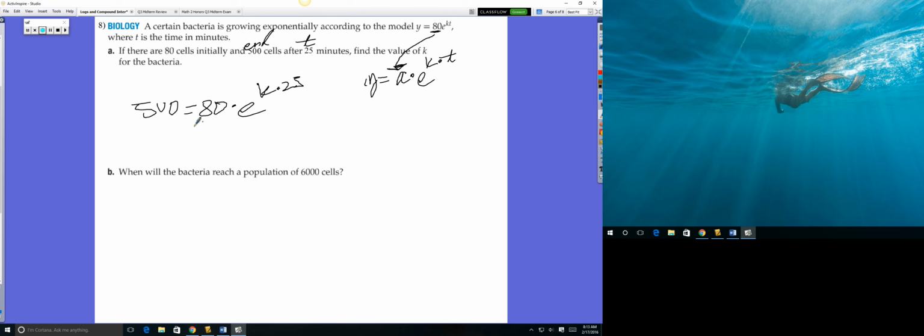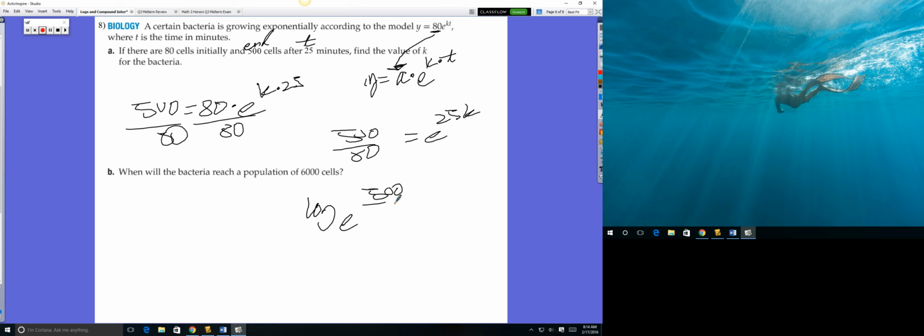Ditch the 80. Divide by 80. So you have got 500 divided by 80 equals e to the 25K. Now the only way you can get K by itself is you gotta ditch this e. The only way you can ditch the e is do a log. So it's gonna be log in base e of 500 divided by 80 equals 25K. Now ditch the 25. Divide by 25, divide by 25. Do all this on your calculator, you should have K is going to be 0.0733.